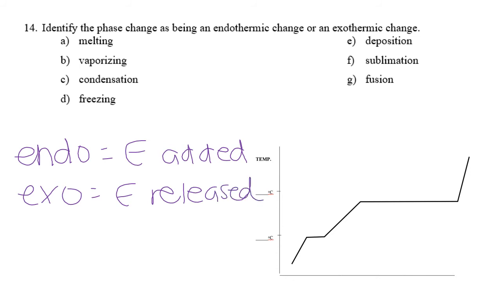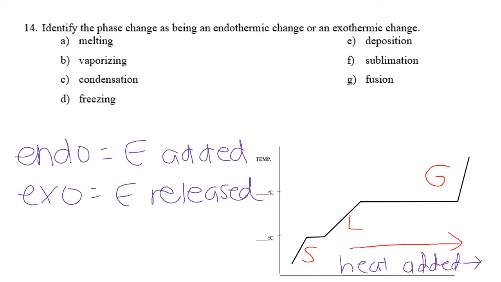And there's a little trick if you can remember this heating curve. The x-axis of the heating curve is heat, which is energy, being added. And then let's label our states of matter. This is a solid, a liquid, and a gas. So as you go right on the heating curve, heat is being added. And so what does that mean?